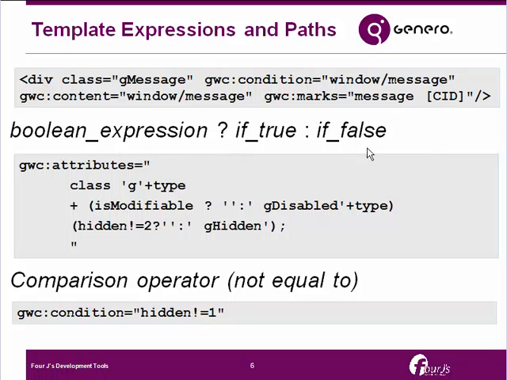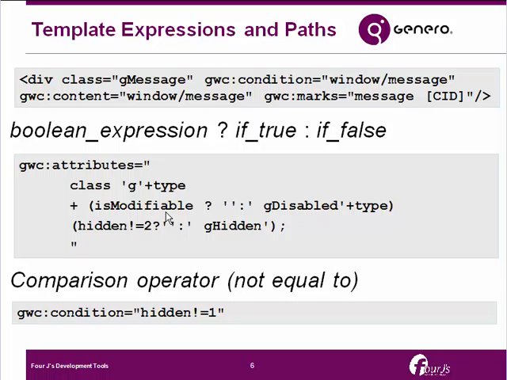Expressions can be more complex. One expression that you will commonly see in a snippet file is the following Boolean expression: condition, question mark, if true, if false. This is saying that based on the value of the Boolean expression, we're going to do one thing or another. In the code fragment I show on this slide, taken from the edit snippet, we are setting attributes using the GWC attribute instruction. Within this expression, we have two Boolean expressions that impact what is generated.